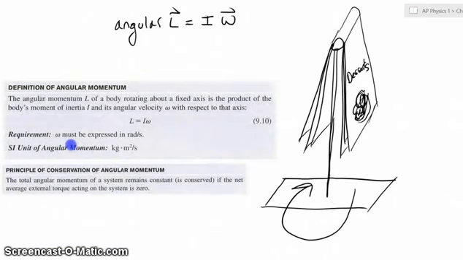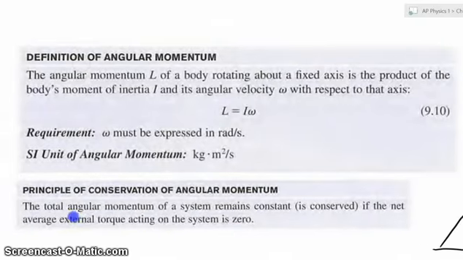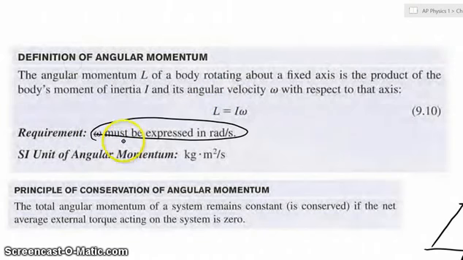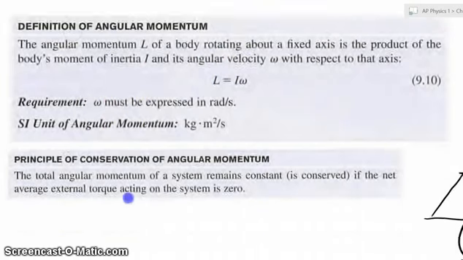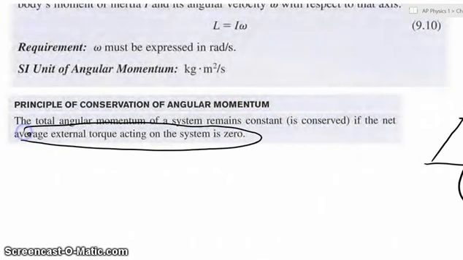So what I'd like to talk about today is conservation of angular momentum, and just a couple of quick notes. For the angular momentum to work out properly in the expressions that we're going to be using, we need to have the angular velocity be in radians per second. And also, very similar to the principle of conservation of momentum, for angular momentum to be conserved, the net external torque acting on the system has to be zero.